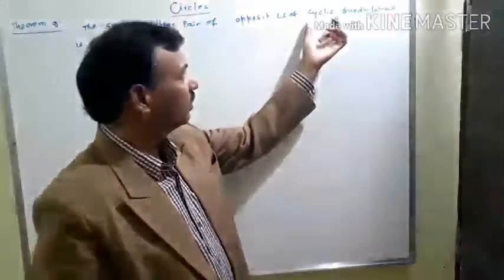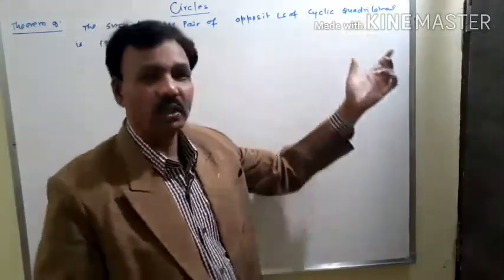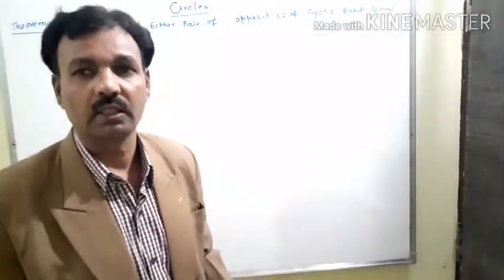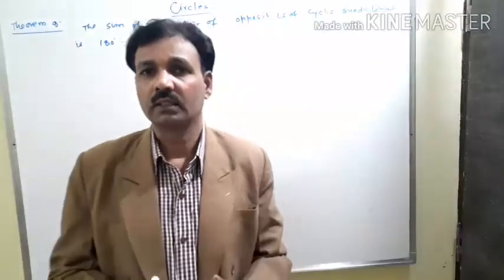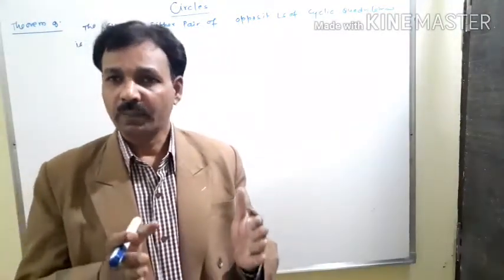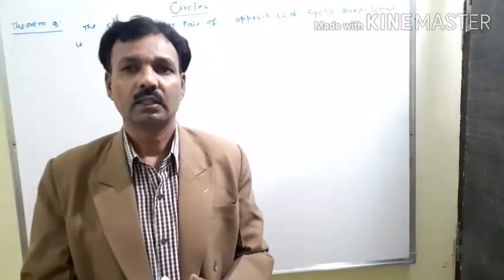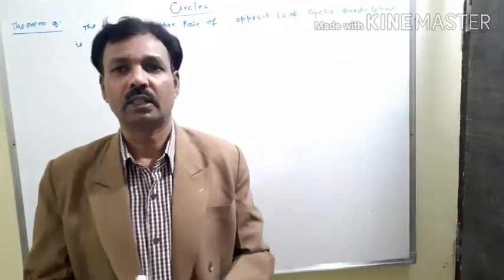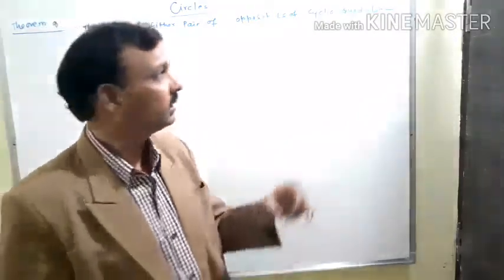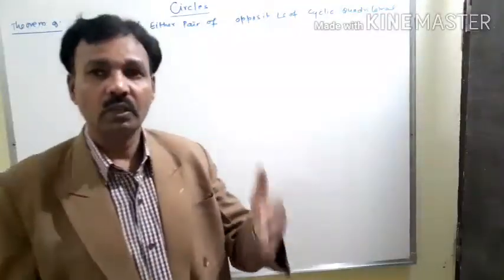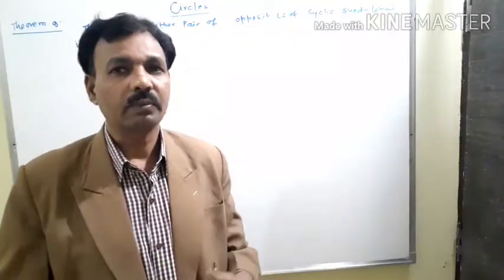Here is a new word for you: cyclic quadrilateral. What is a cyclic quadrilateral? If a quadrilateral has all its vertices lying on a circle, then we say that the quadrilateral is a cyclic quadrilateral. And this concept is only for a cyclic quadrilateral, not for a normal quadrilateral.